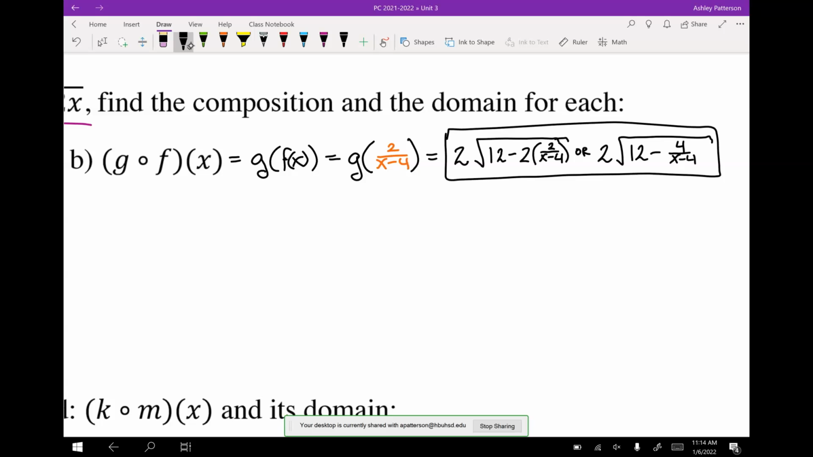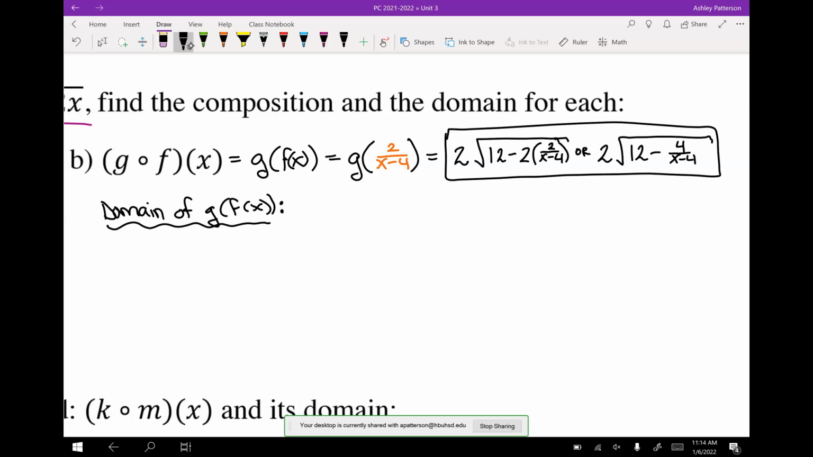Okay, questions on the composition piece? Alrighty, let's get to the new part, the part that you are loving so much I can see it in your eyes. Let's find the domain of g of f of x. We've got this, everyone.